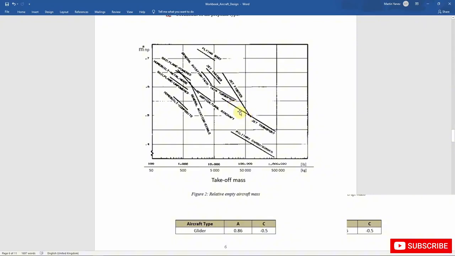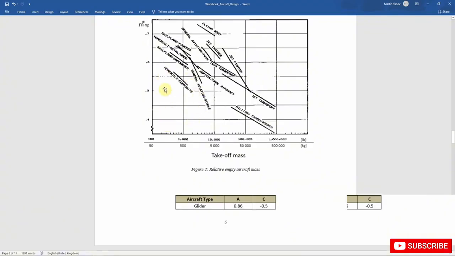So let's say if we have a jet transport aircraft that has a total takeoff mass of 50,000 kilograms, then this means that its empty mass will be about 50%, or 25,000 kilograms in total.